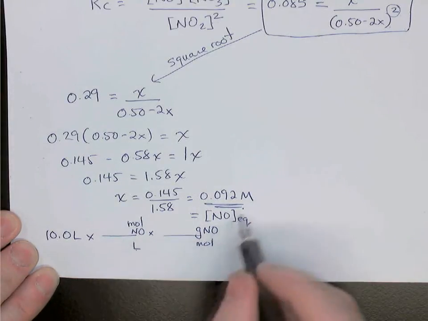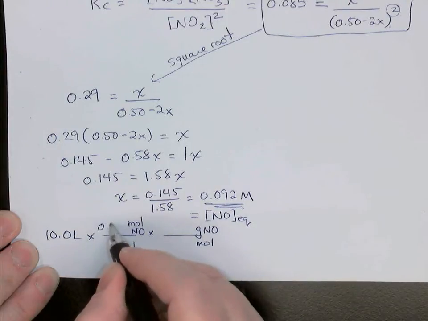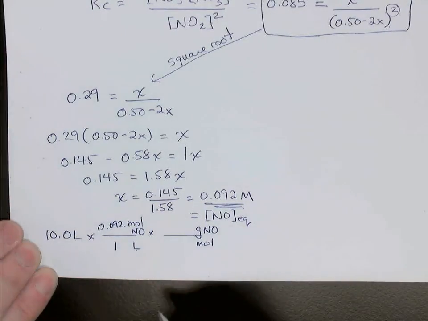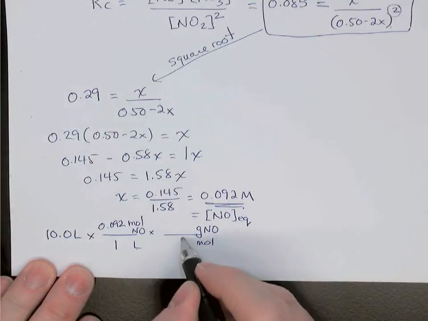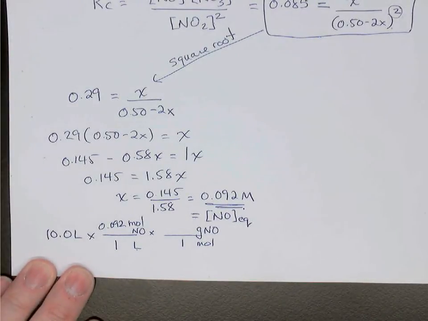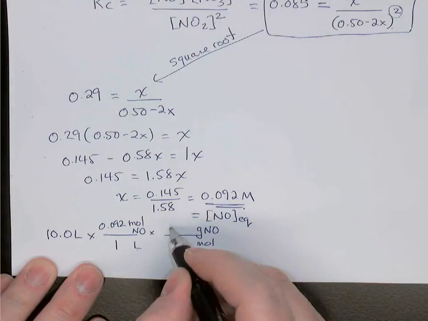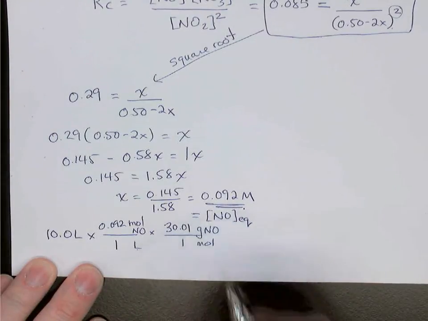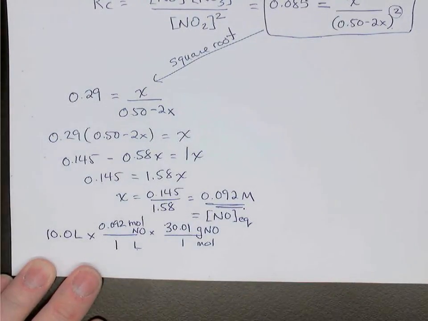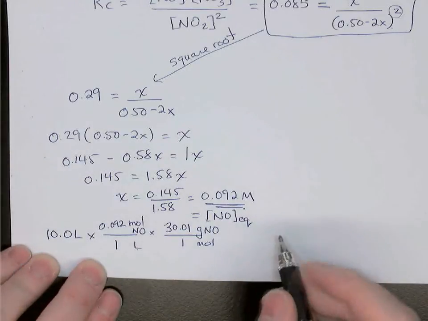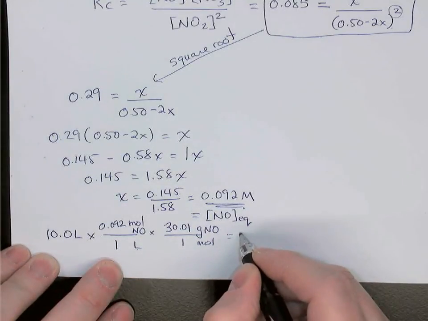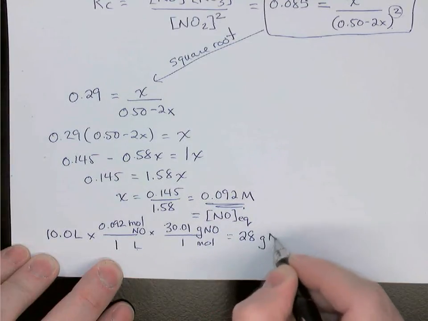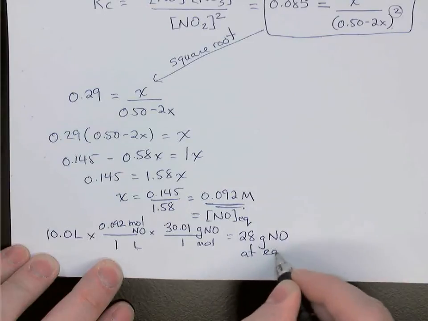The moles per liter is my concentration, so 0.092 moles for every liter, and then grams and moles is the molar mass. 1 mole weighs 14.01 plus 16 is going to be 30.01 grams. So 10 times 0.092 times 30.01 is 27.6, or I guess with two significant digits, 28 grams of NO at equilibrium.